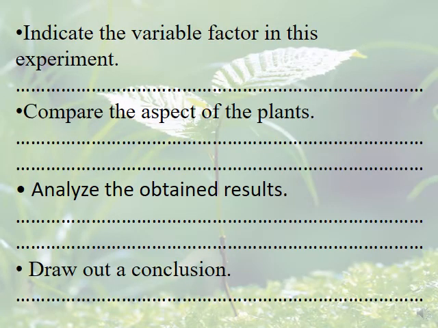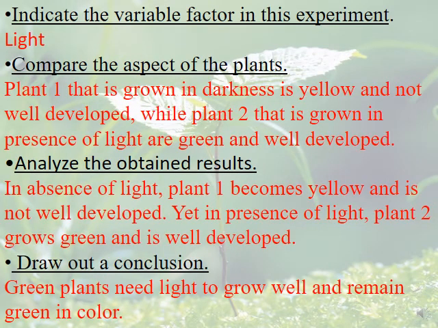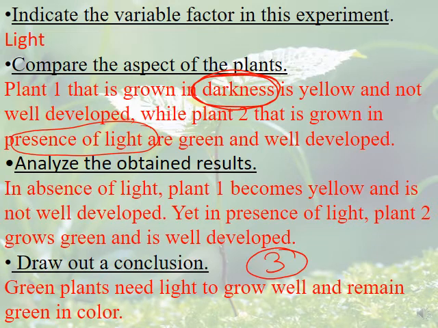So indicate the variable factor, compare the aspect, analyze, draw out a conclusion. The variable factor is the light. Plant 1, grown in darkness, is yellow and not well developed, while plant 2, grown in the presence of light, is green and well developed. So in the absence of light, plant 1 becomes yellow and is not well developed. Yet in the presence of light, plant 2 grows normally and is well developed. Conclusion number 3: green plants need light.